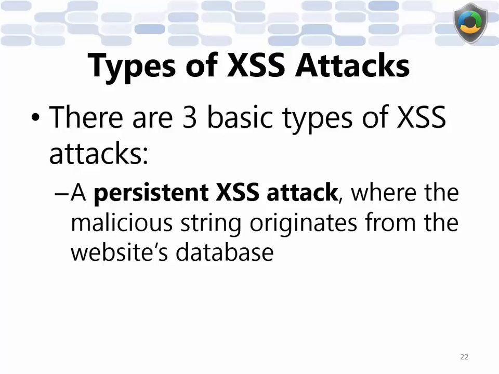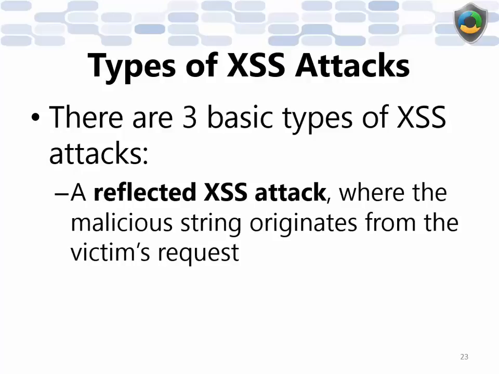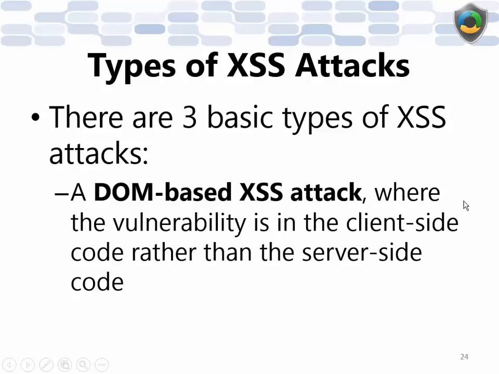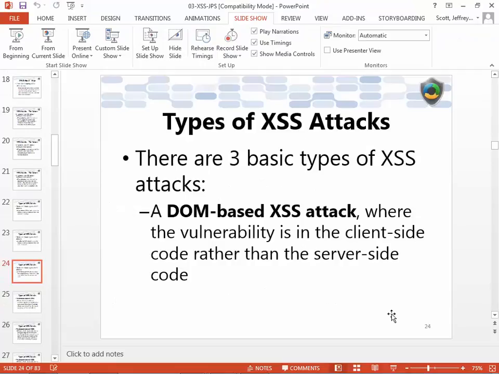There are three basic types of cross-site scripting attacks. The first is a persistent cross-site scripting attack, where the malicious string originates from the website's database. The next is a reflected cross-site scripting attack, where the malicious string originates from the victim's request. And the third is a DOM-based cross-site scripting attack, where the vulnerability lies in the client-side code and not in the server-side code.